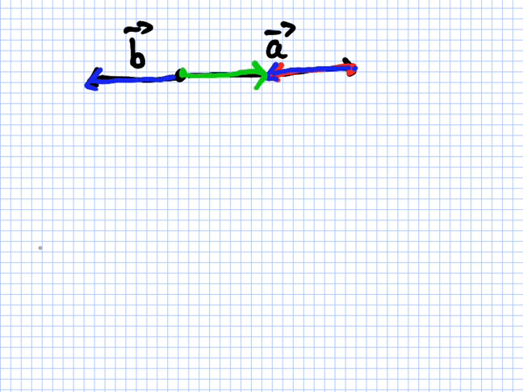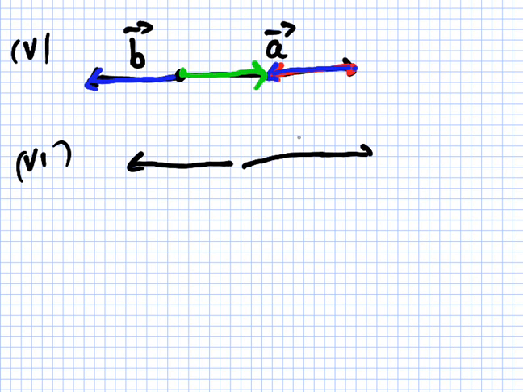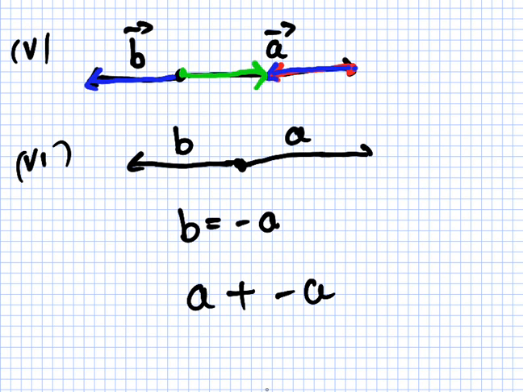This is kind of the same, and this is part 5, this is part 6. This one here, if you look at it, you can see this is A and this is B, but you can see that B is the same as minus A. They're the same, they're just the other way around. So, what happens if you do A plus minus A? 0.